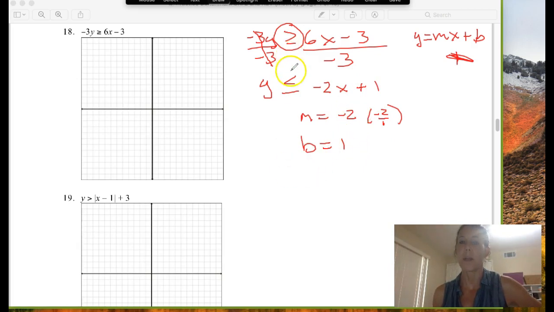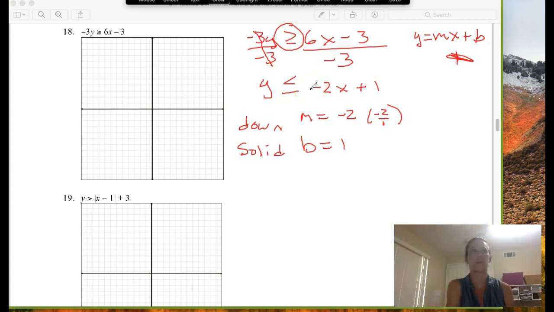Slope and y-intercept. Now look at this. Y is less than, so I shade down. Y is actually less than or equal to, so it is a solid line. It includes this line. When it's less than or equal to, it includes the line. So I'm going to shade down a solid line. Let's go ahead and plot our y-intercept. It is here at 1. And our slope, negative 2 over 1. So I'm going to fall first instead of rise. So fall 2, run 1. Fall 2, run 1, fall 2, run 1.